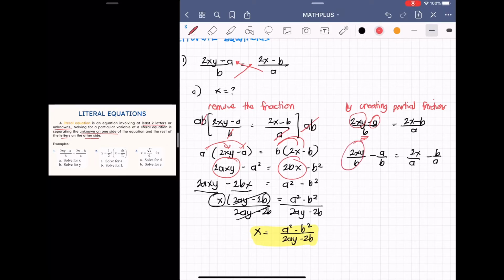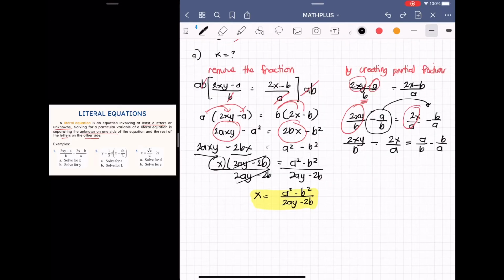So I'll be moving fractions. I have 2xy/b and 2x/a as the fractions with the unknown x, and I'll move them to one side of the equation and move the other ones to the right side of the equation. That makes this positive when you move it to the right. So I write it first: a/b minus b/a.